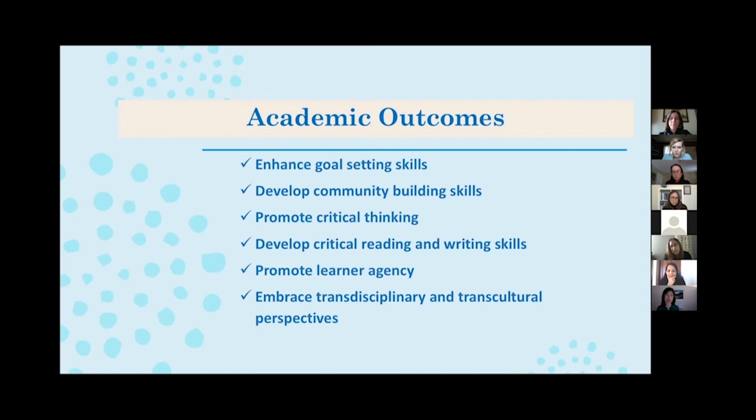because this literature circle includes a role where they need to find out how to connect the two readings. How do they understand and interpret two quotes from the two texts? So as I said earlier, it is closely related to their reading and writing skills. And this also promotes the learner's agency. They make their voice, they take ownership of this learning by themselves. Finally, it also embraces transdisciplinary and transcultural perspectives as well.